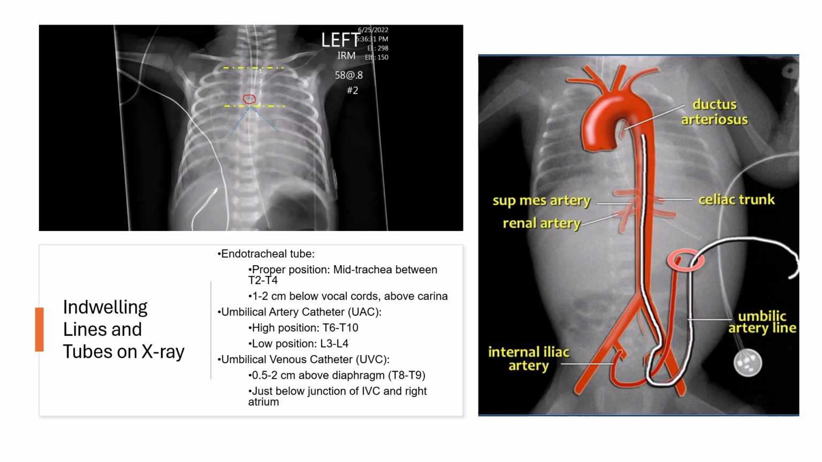For umbilical artery catheters, there are two acceptable positions: high position between T6 and T10, or low position at L3, L4. For umbilical venous catheters, proper placement is 0.5 to 2 centimeters above the diaphragm at T8 to T9, just below the junction of the inferior vena cava and right atrium. Exam questions either show an X-ray image or describe X-ray findings in text, asking you to assess tube positioning or identify potential complications from malposition.